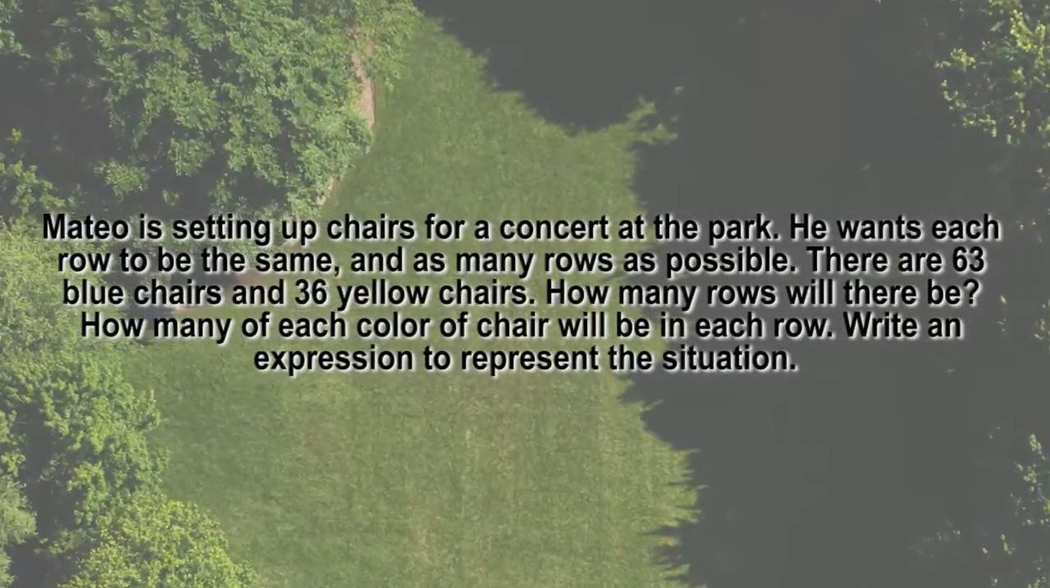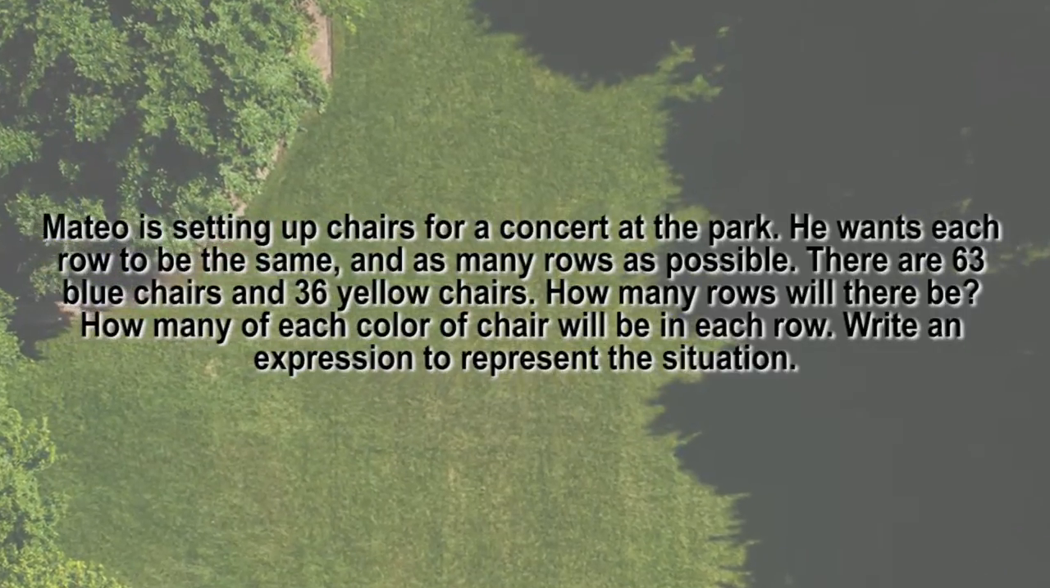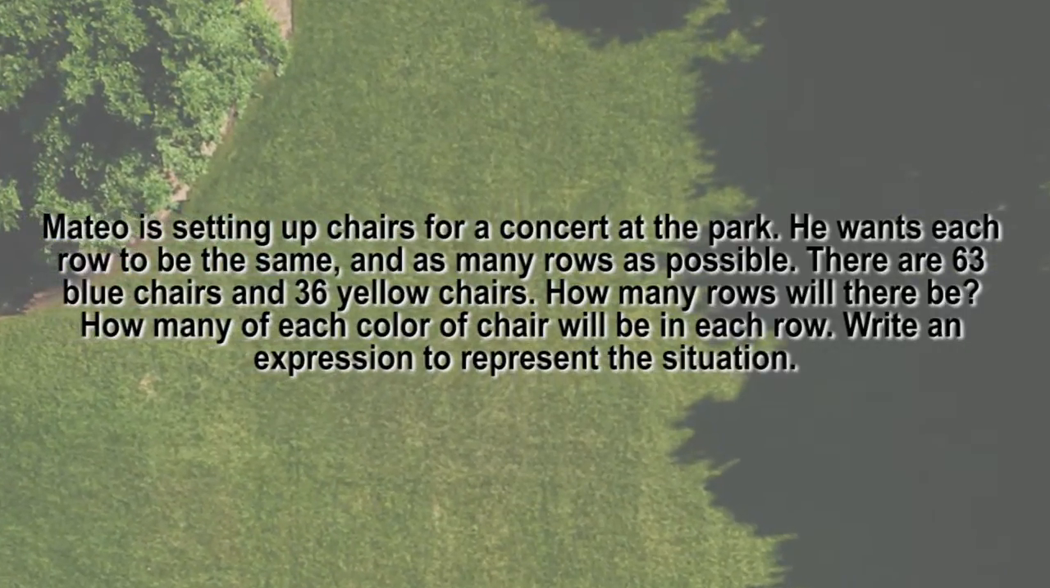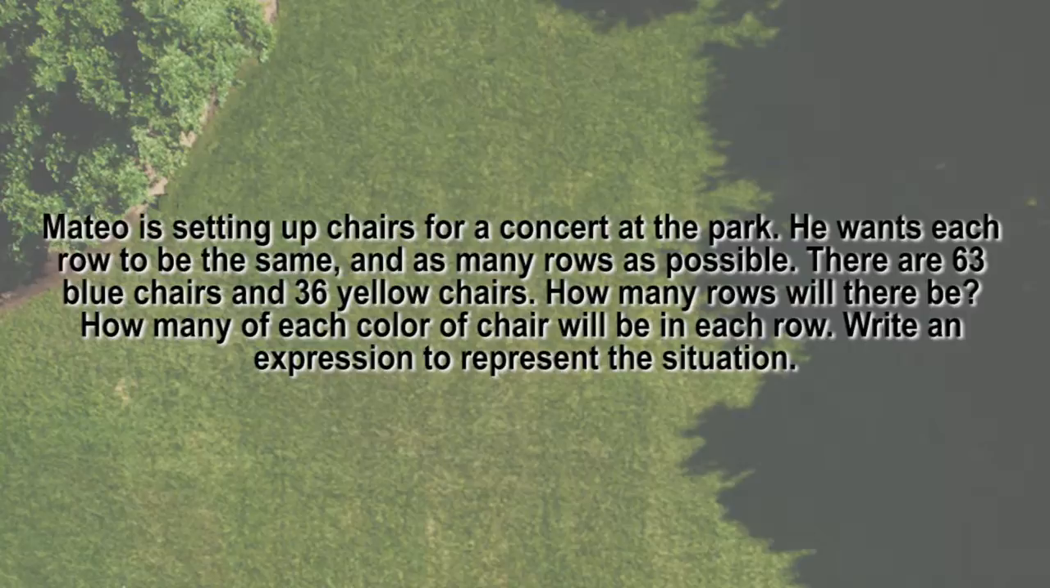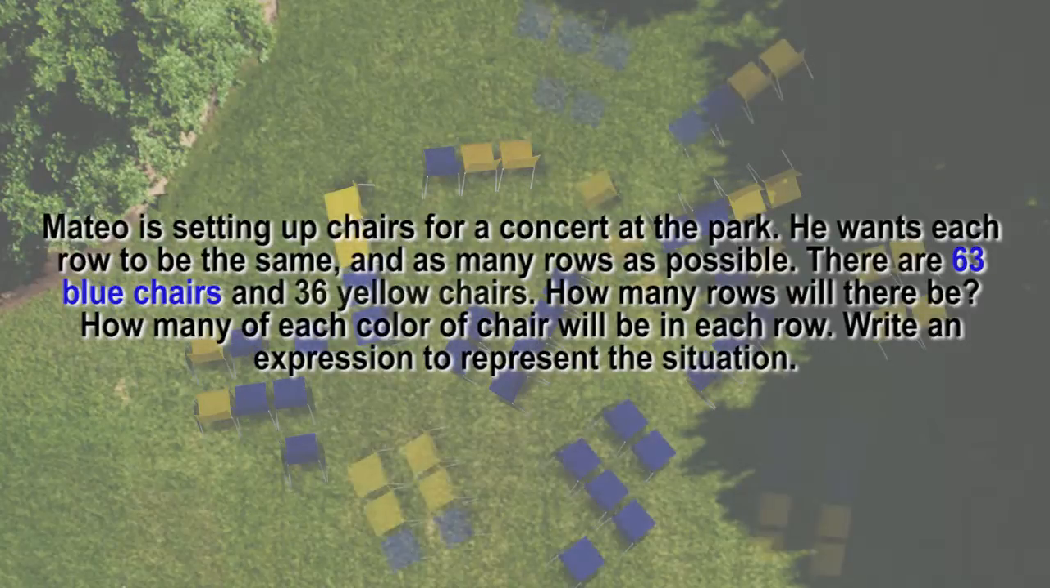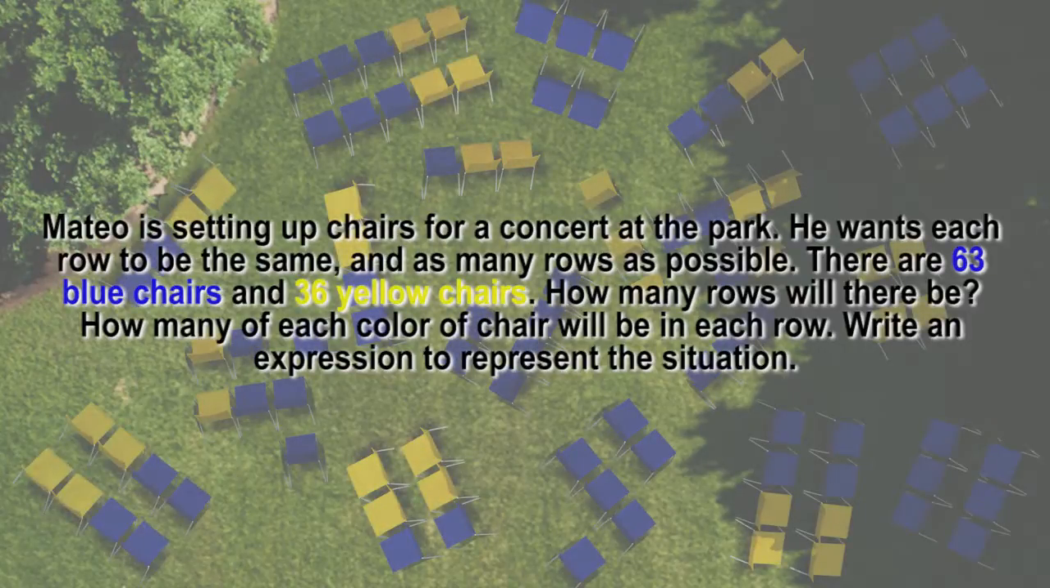Mateo is setting up chairs for a concert at the park. He wants each row to be the same and as many rows as possible. There are 63 blue chairs and 36 yellow chairs. How many rows will there be? How many of each color of chair will be in each row? Write an expression to represent the situation.